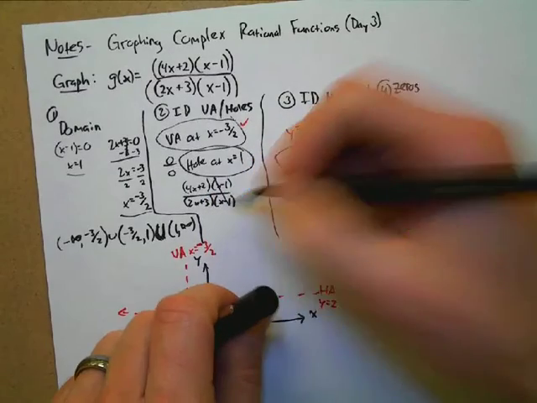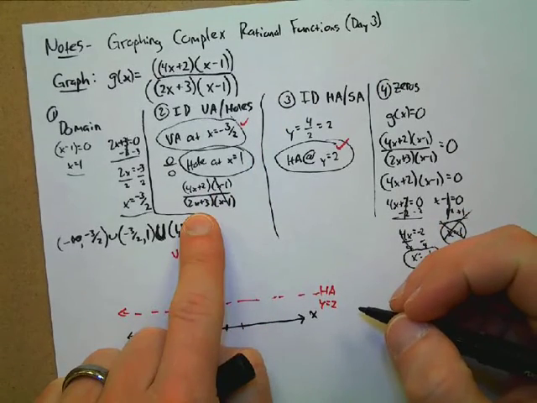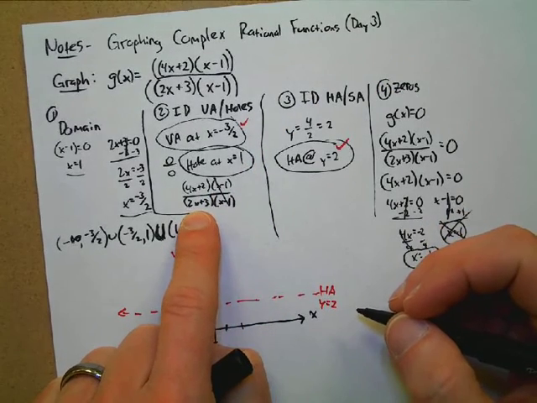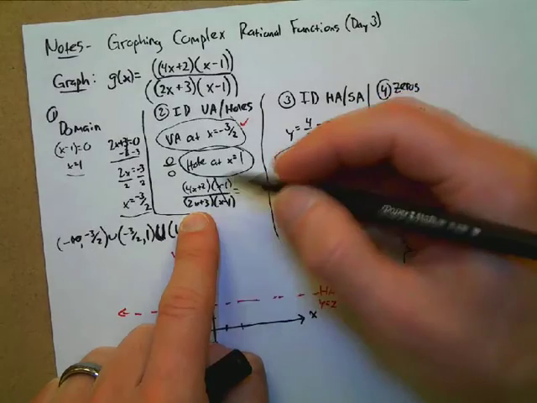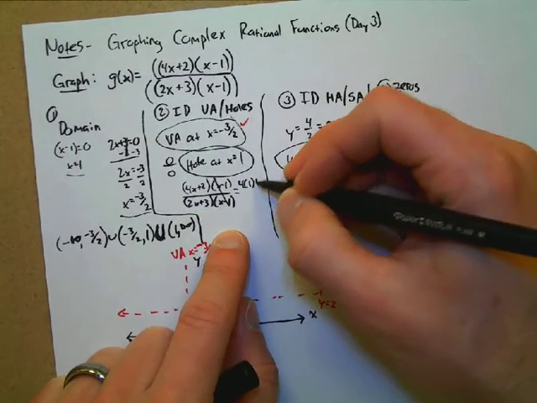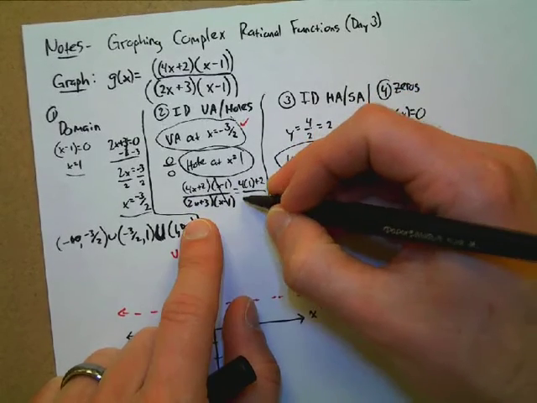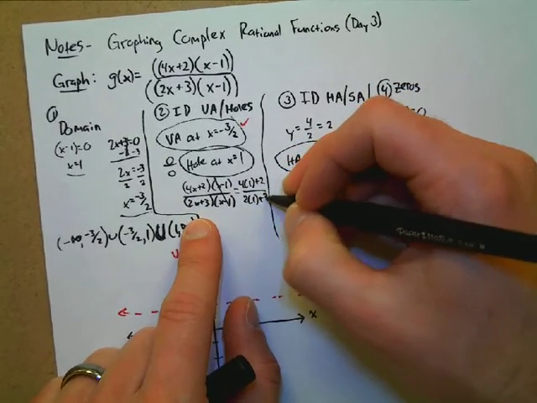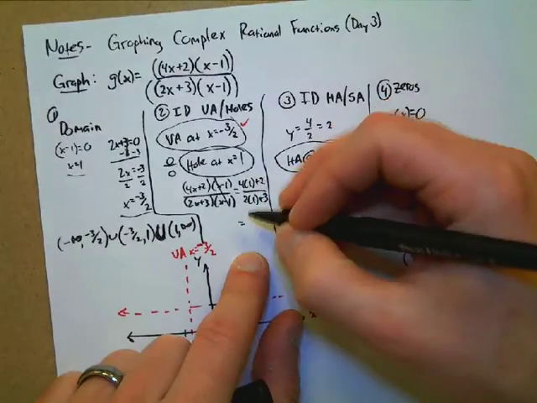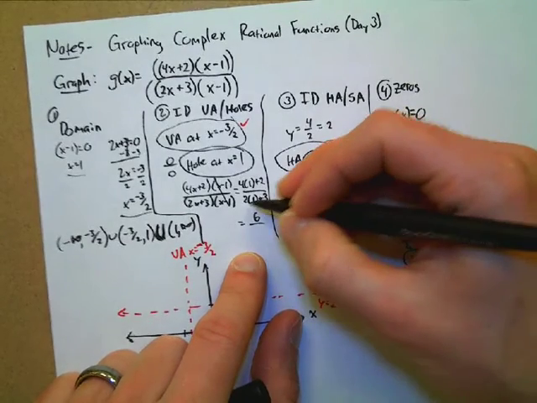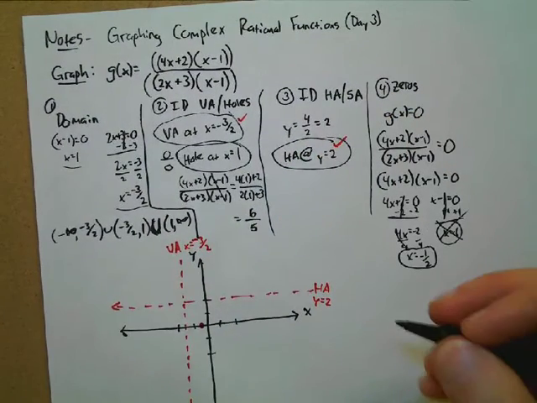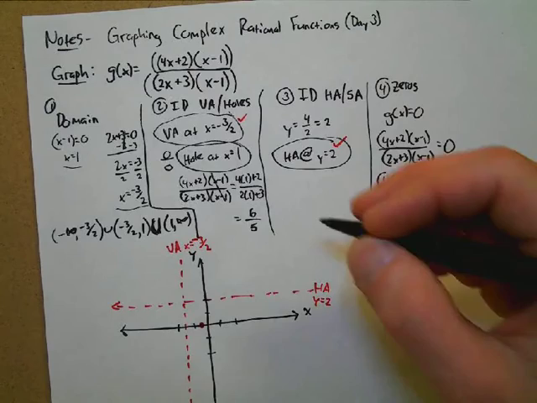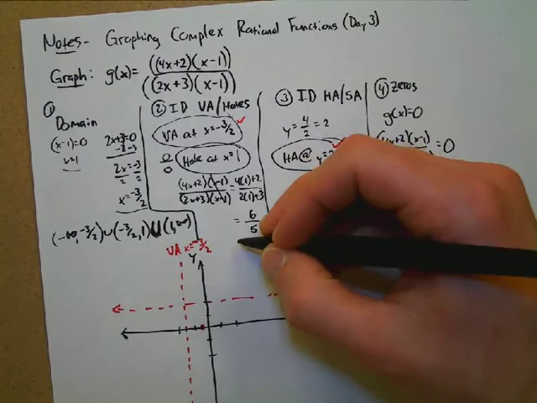Now, if I plug in 1, will I get 0 over 0? No. So let's see what we do get. 4 times 1 plus 2 over 2 times 1 plus 3. 4 plus 2 is going to be 6. 2 times 1 is 2, plus 3 is going to be 5. So 6/5. We have a y coordinate now. So the hole really has coordinates (1, 6/5).